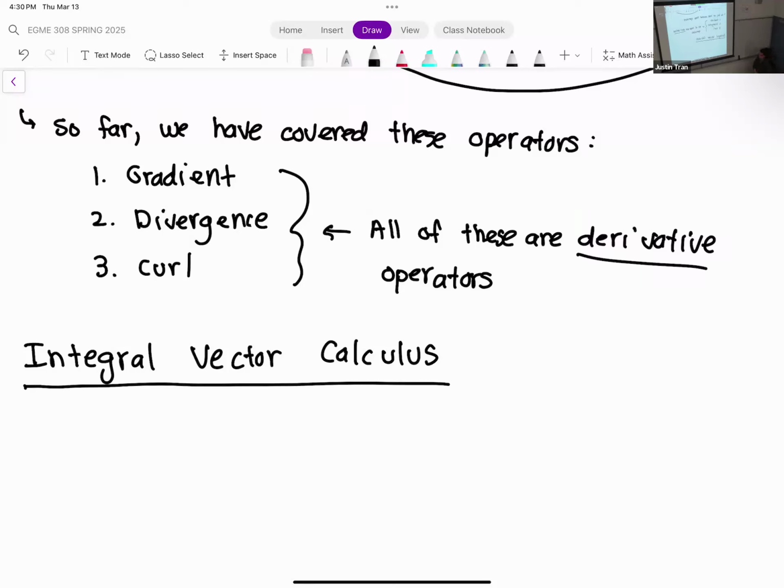Okay, so integral vector calculus is a very important topic because a lot of very important theorems and concepts in physics, applied math, and engineering are built on these theorems.